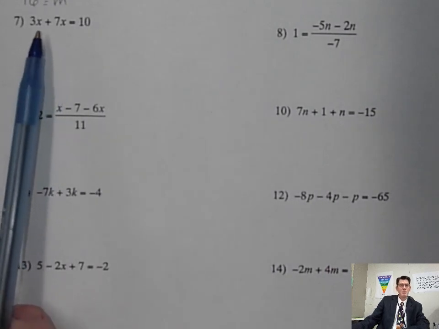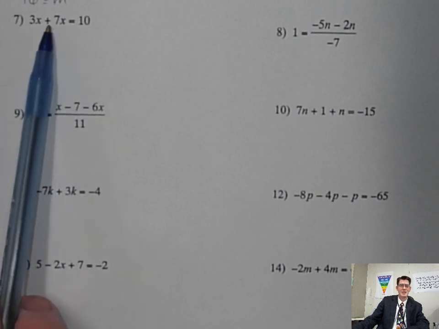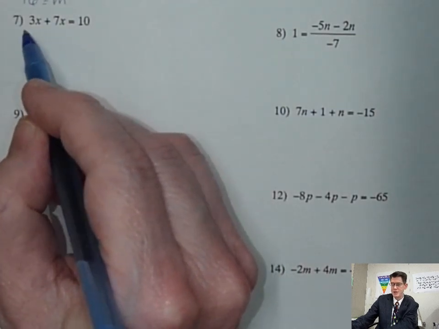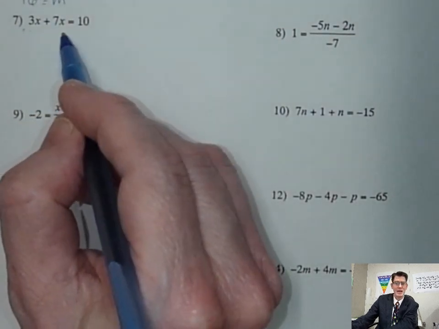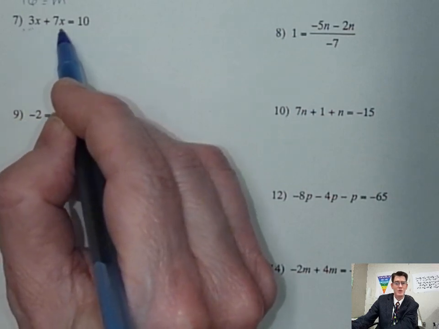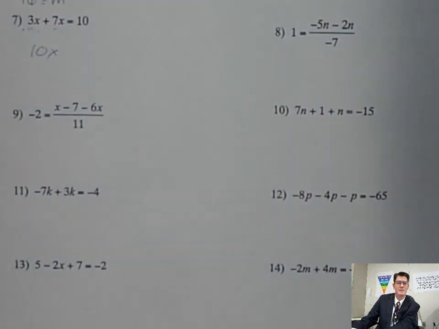So with that concept in mind, if I have 3x's and 7x's and I'm adding them together, it's the same thing as I could write 3x's here, I could write 7x's here. If you have 3 of them and 7 of them and you add them together, you add the coefficients. 3 plus 7 is 10x's.